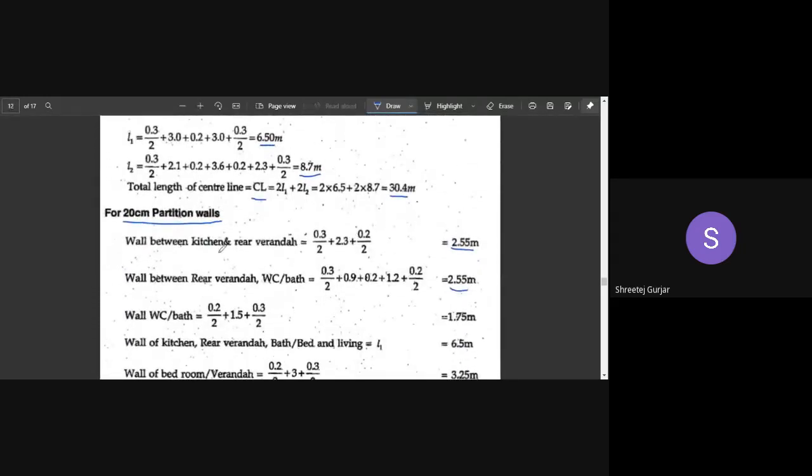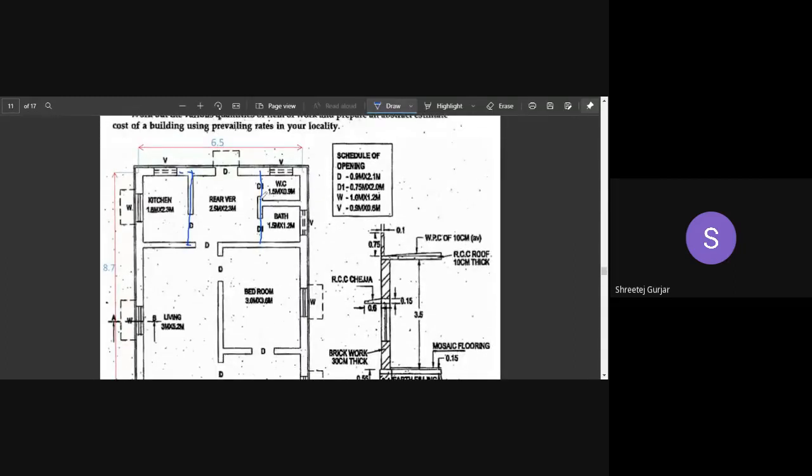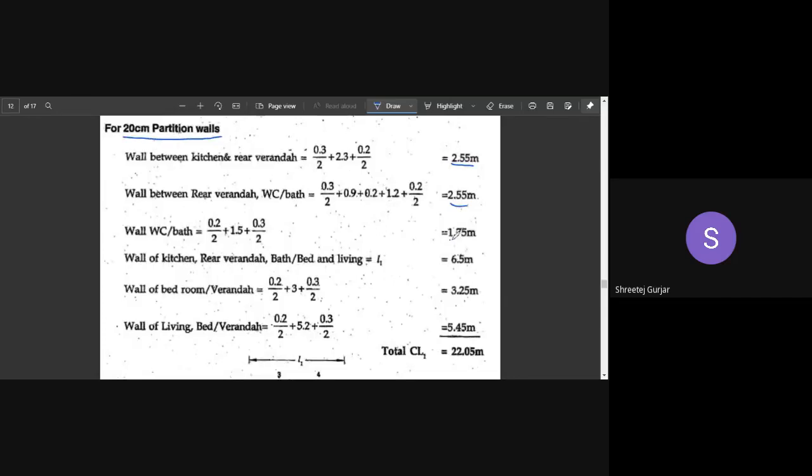Next is your wall between water closet and your bath. We are talking about this wall. So it will be 0.3 by 2 over here plus 1.5 plus 0.2 by 2. This is a 20 centimeter wall, so it will be half of that. So 0.2 by 2 plus 1.5 plus 0.3 by 2, that is 1.75. So we have calculated that.